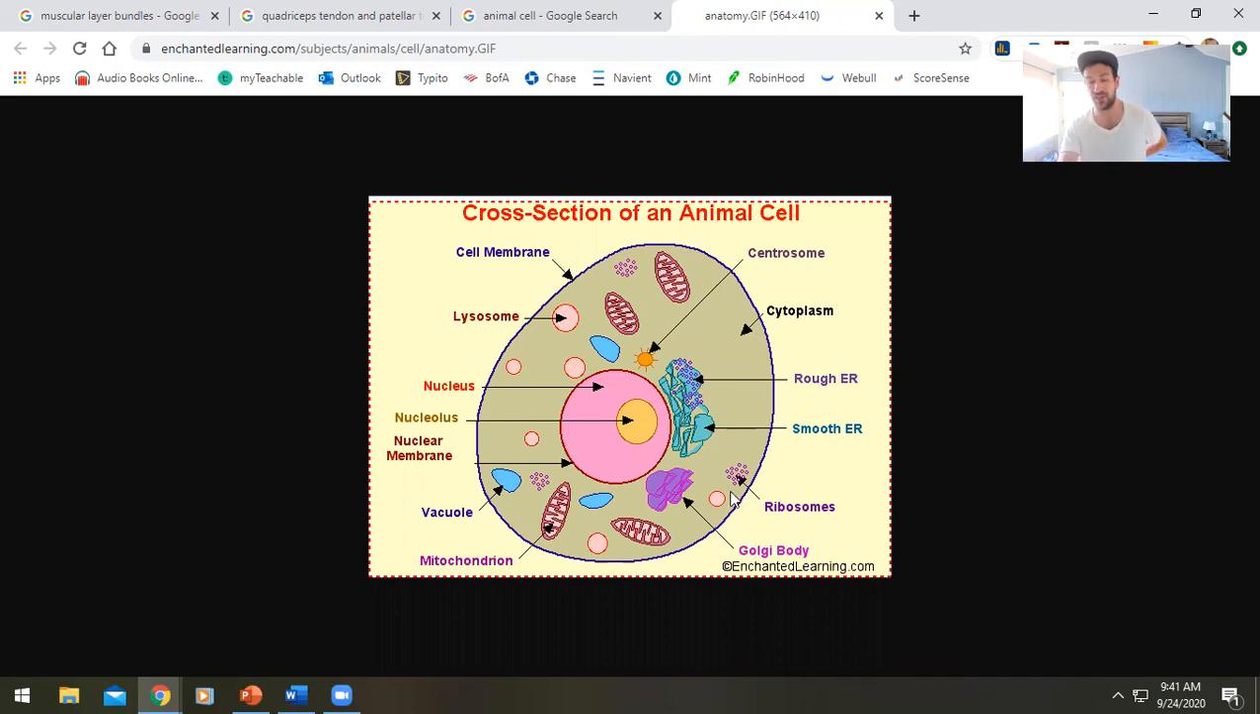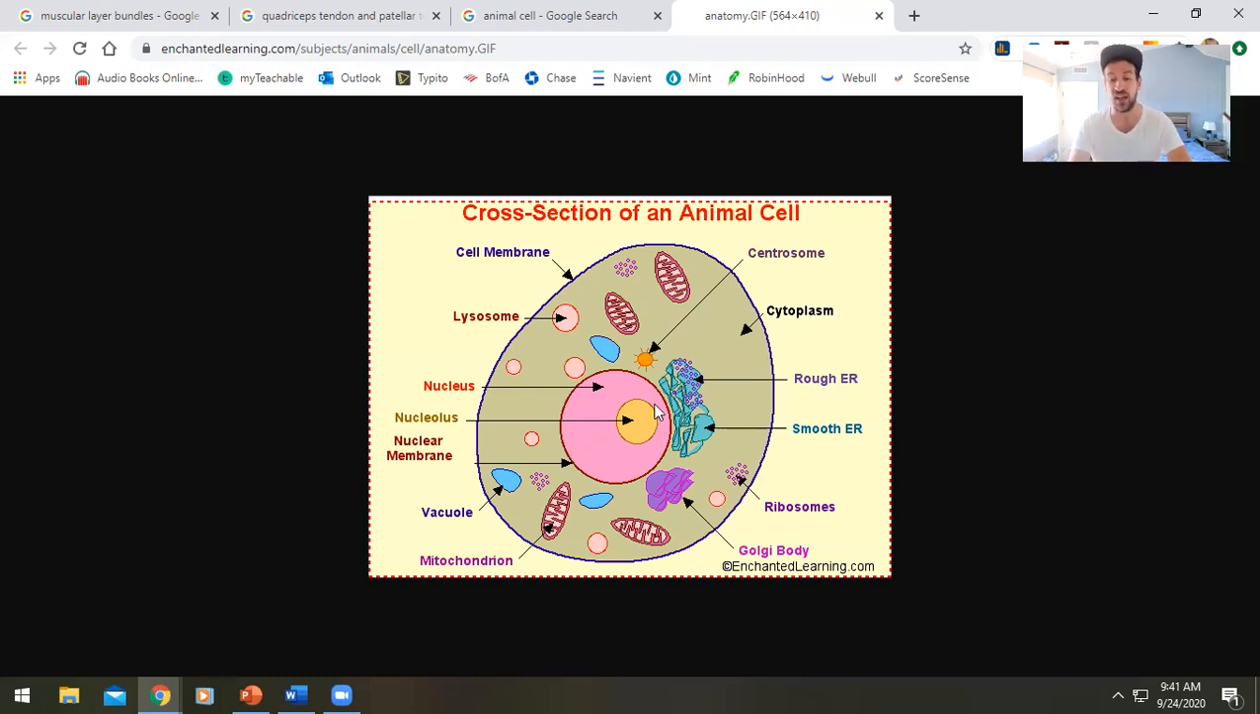The rough ER has all these little ribosomes that live on it, which are these little tiny dots here. Their job is to assemble all the proteins that your nucleus tells them to assemble. Remember, the nucleus is like the brain. It's got all your DNA, and it says, hey, it's got a blueprint. This is what the body's supposed to look like. And the ribosomes are like, got it, boss. And then they assemble it all.